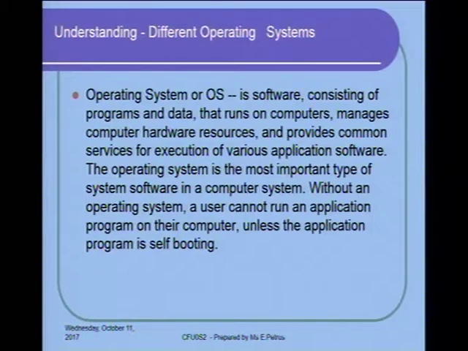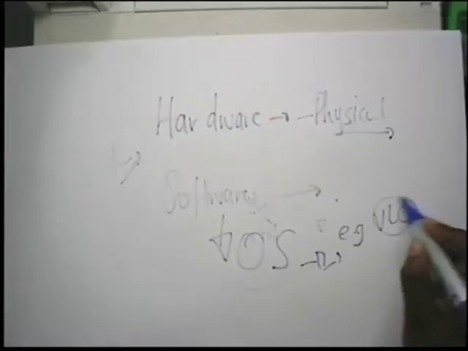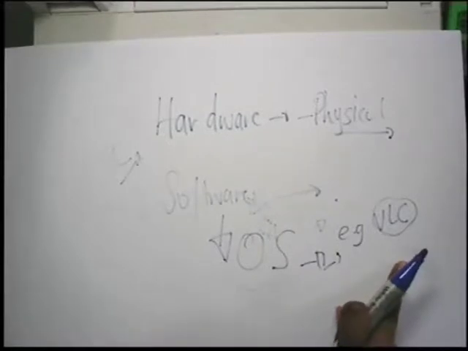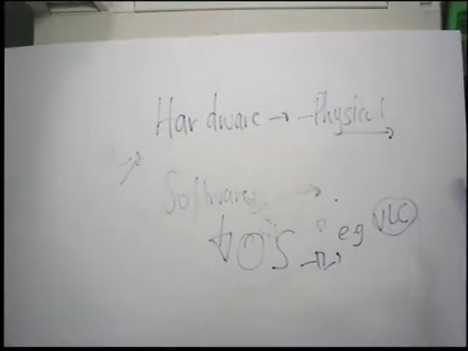Even if you want to install a different software, for example VLC, which is software mostly for playing music, you cannot install VLC inside the computer if you don't have an operating system. So basically we need to have an operating system first in our computer. Okay, so let's move on.